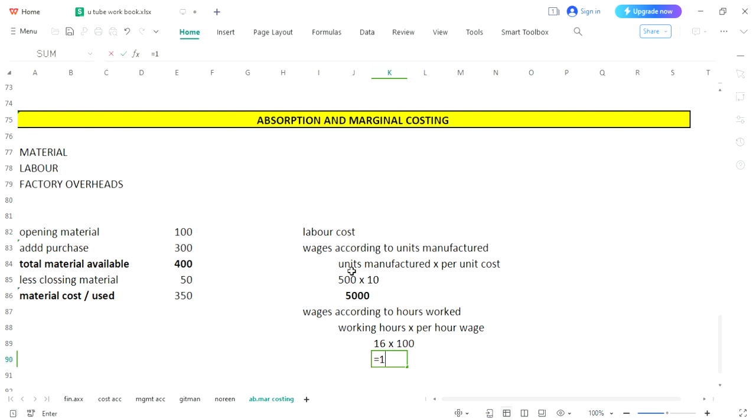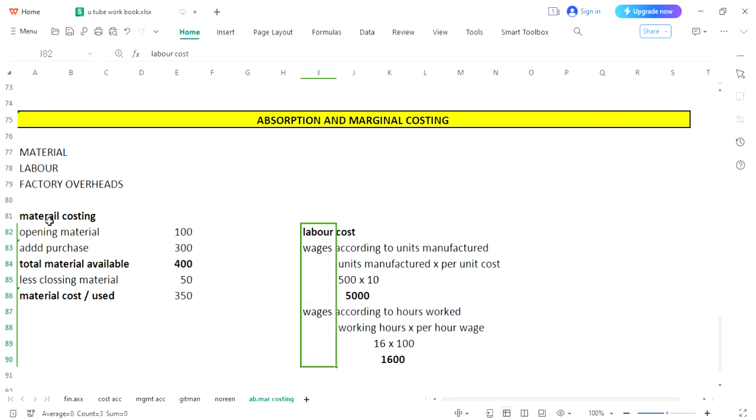So the total amount which would be paid is 1600. So in this way you have paid your wage. There might be several other things, but right now we are not related with, it's not our main topic. We are just trying to understand costing. So we have material costing over here, and we have labor costing over here, and now we will try to understand what is factory overhead costing.